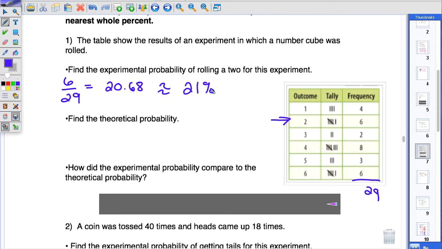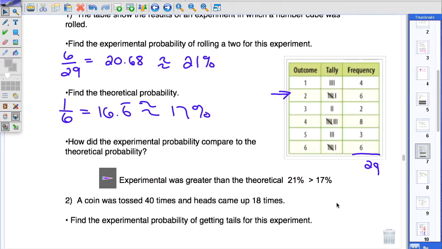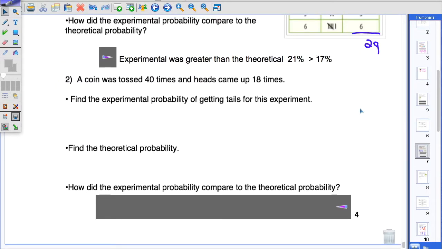Find the theoretical probability of rolling a 2. Well, on a die, there's one 2 out of 6. So 1 out of 6, which equals 16.6 repeating, which is approximately equal to 17%. How does the experimental probability compare to the theoretical probability? Experimental was greater than theoretical because it's 21% for experimental, and the theoretical is 17%.